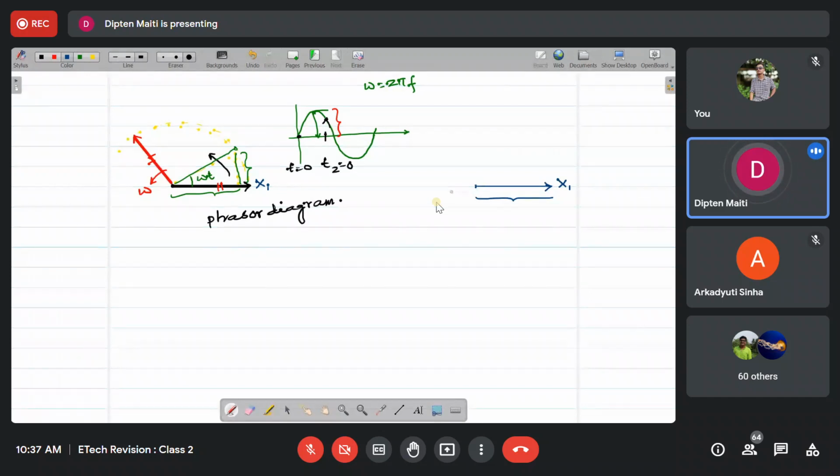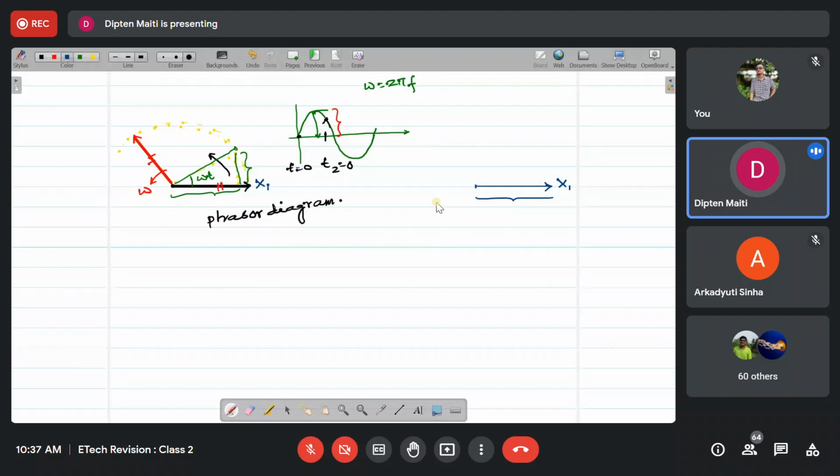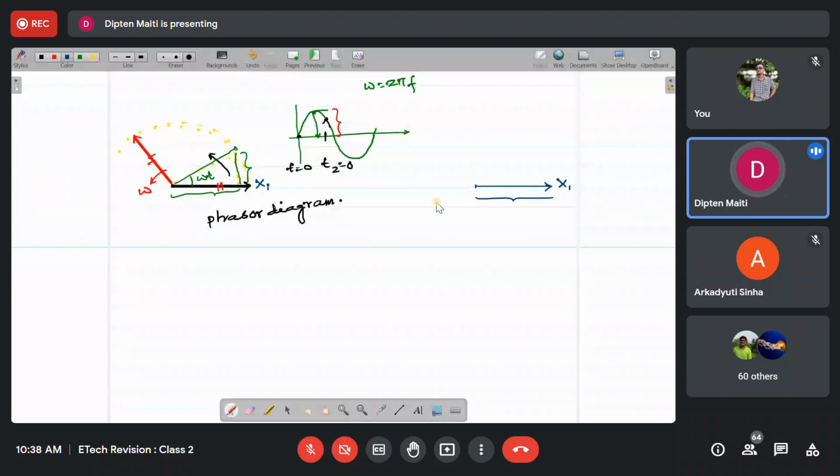Usually that is required because if we want to represent the relationship between a number of phasors, or we require some sort of calculation, mainly the addition and subtraction of the phasors. Why do we require addition and subtraction of the phasors or this sort of sinusoidal quantities? In your higher secondary classes, you have already done that.